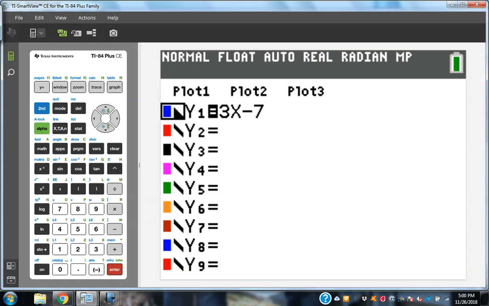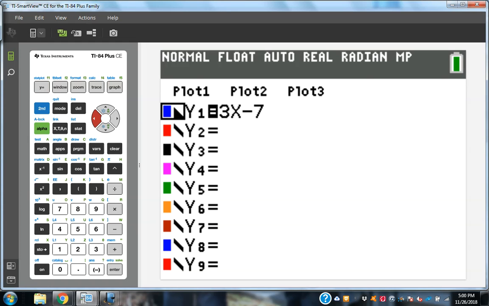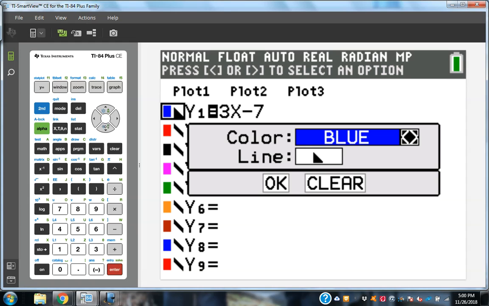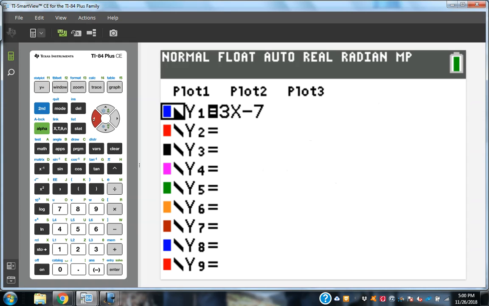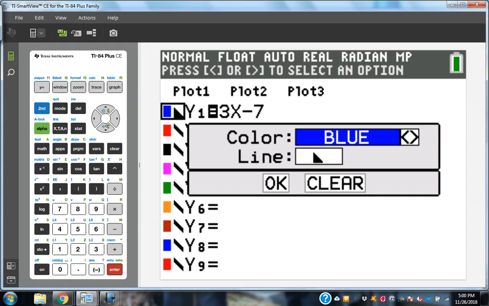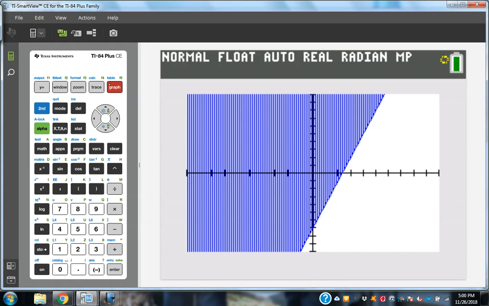So hit enter and it'll, no, we shaded above that line, didn't we? Sorry. Back up. There we go. Yeah, I didn't change it. Gotta hit enter. All right. Okay. Now hit graph. There we go. There's the shading on that first line.